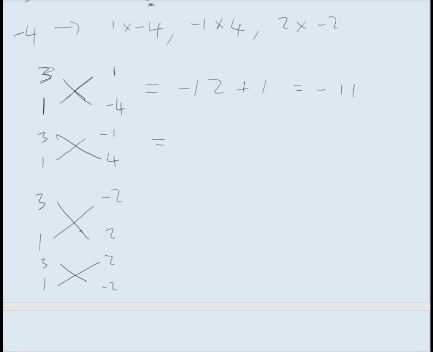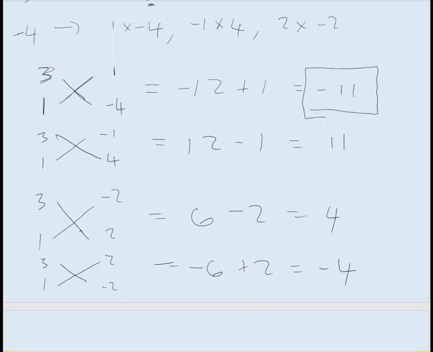Now let's do the same here. 3 times positive 4 is 12. 1 times negative 1 is negative 1, and this gives us positive 11. And then we have 3 times 2 is 6, 1 times negative 2 is negative 2. This gives us 4. And here we have 3 times negative 2 is negative 6, and 1 times 2 is positive 2. This gives us negative 4. So the one we want is negative 11.